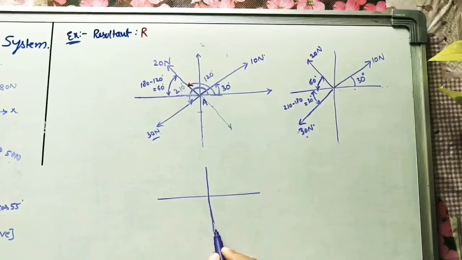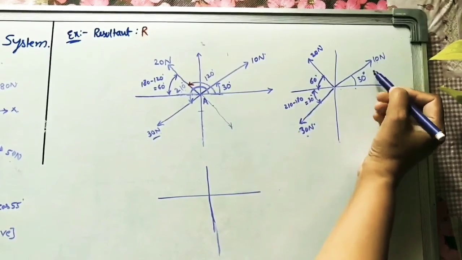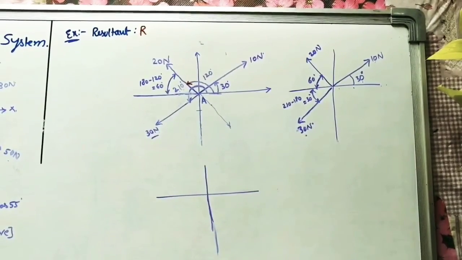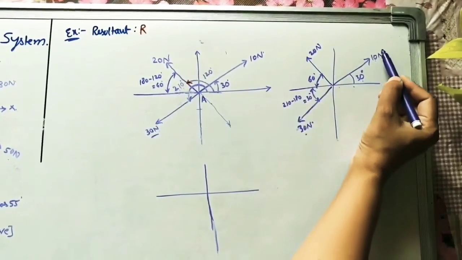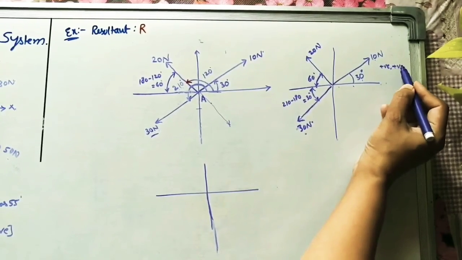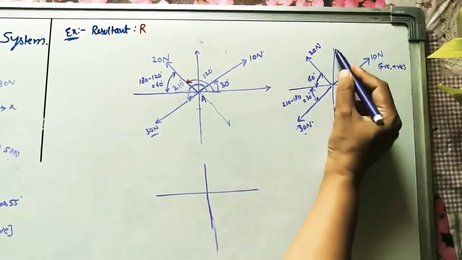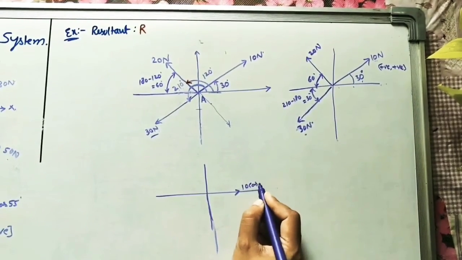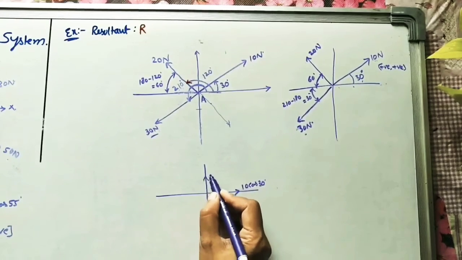So in it, what is the first component? 10 cos 30. As I told previously, the horizontal component is cos and the vertical component is sine. It is in the first quadrant, that's why x and y are positive and positive. X is in this direction, y is in this direction. 10 cos 30 and the vertical is 10 sine 30.